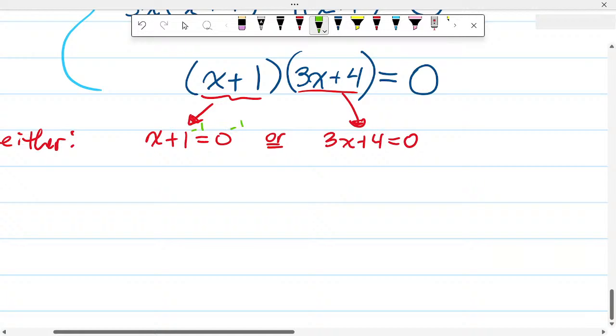I'm going to do that to the other side as well. And so x equals what? -1. Does that feel okay? Yeah. All right. So that's one of our answers. This one's not quite as easy, but that's okay.